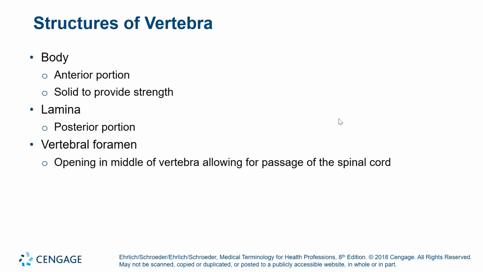Okay, next they talk about the structure of the vertebrae. So the body is the anterior portion. It's solid to provide strength. The lamina is the posterior portion, and the vertebral foramen is open in the middle of the vertebra, allowing for passage of the spinal cord.